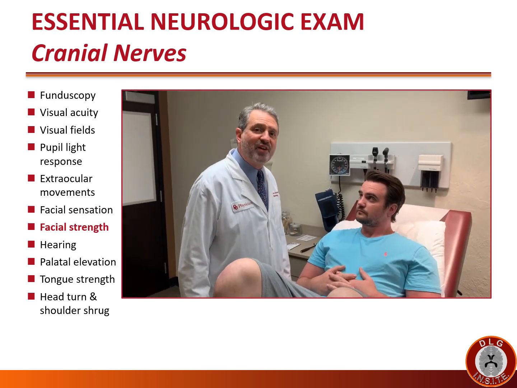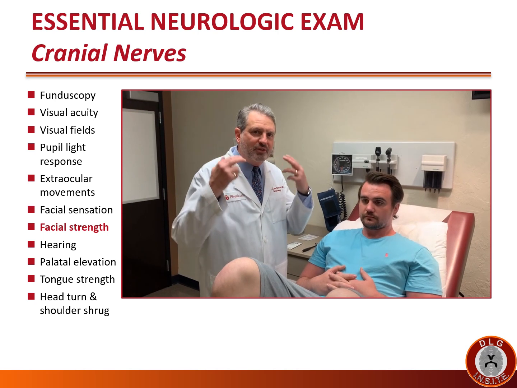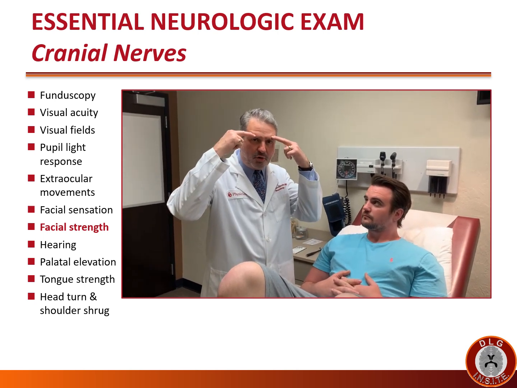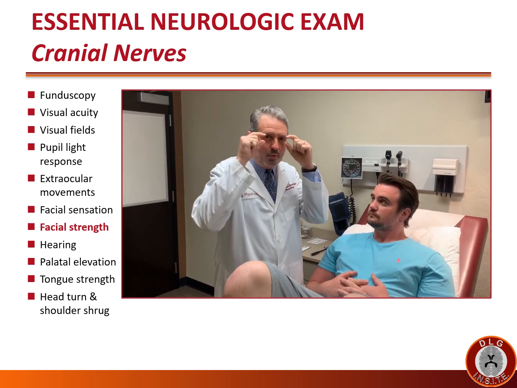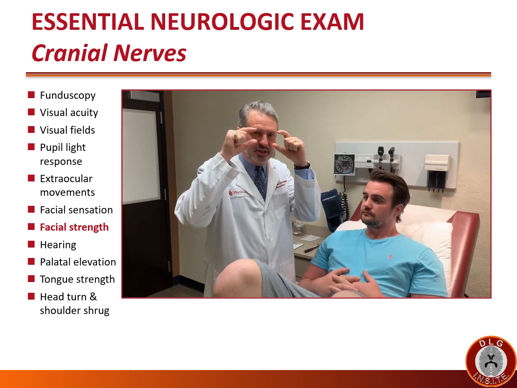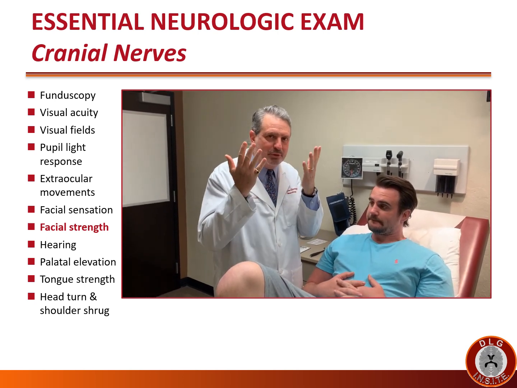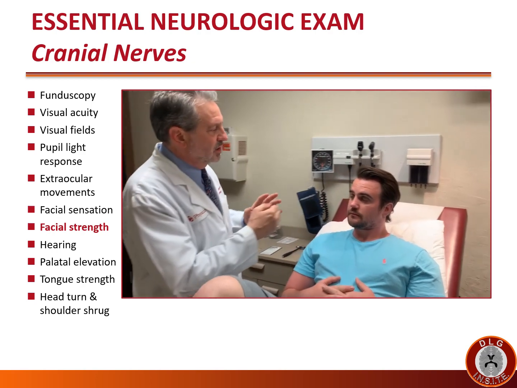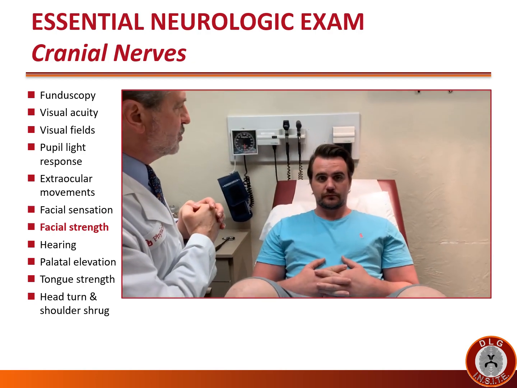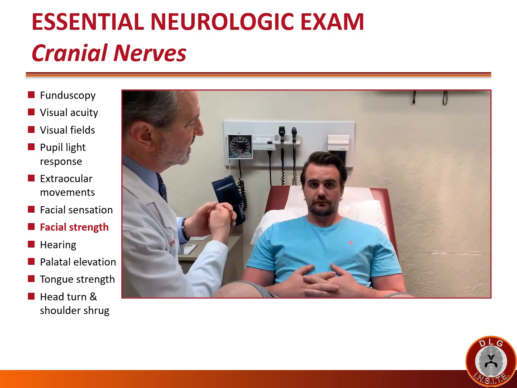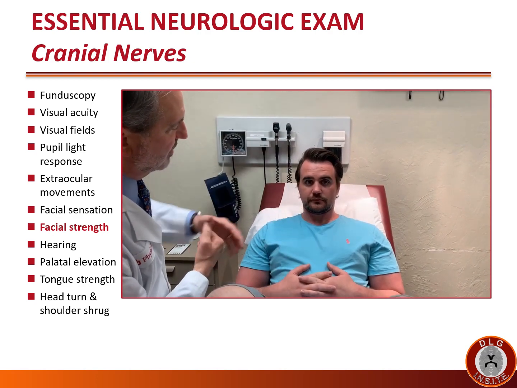Now let's assess facial strength. And so we're looking for three areas mainly: the forehead wrinkling, the widening of the palpebral fissures, where the eyes are, and the nasolabial fold. You want to see symmetry. So you look at the patient, and he has normal symmetry. The eyes are open about the same amount. The forehead, the mouth, all looks good.